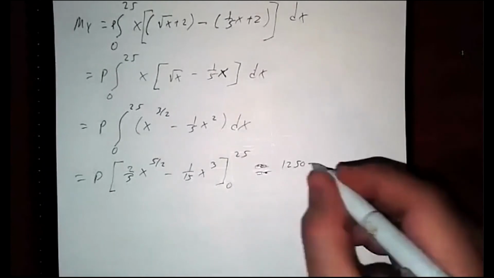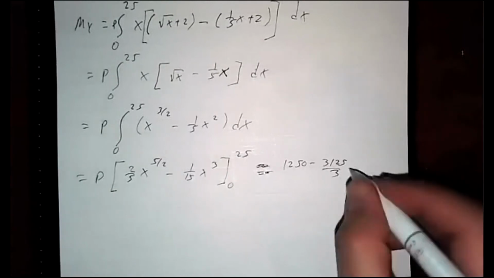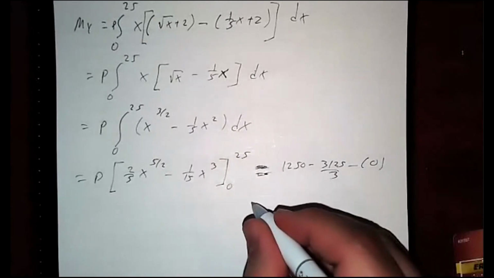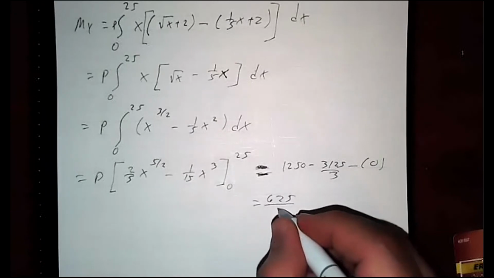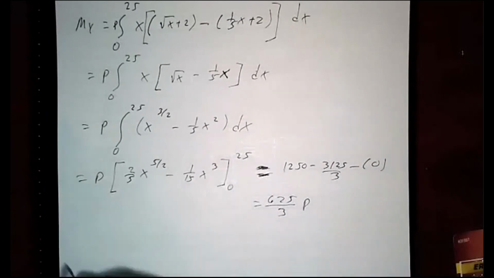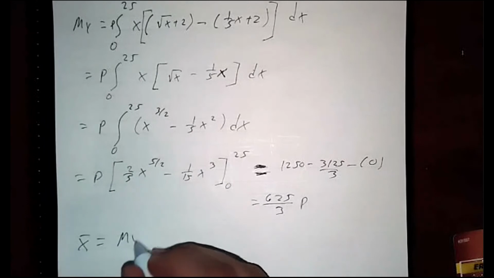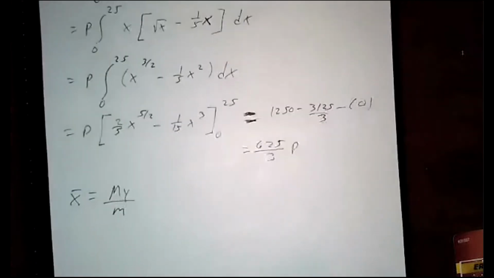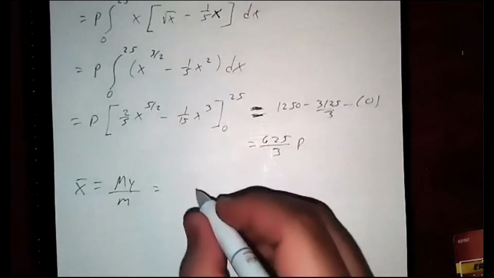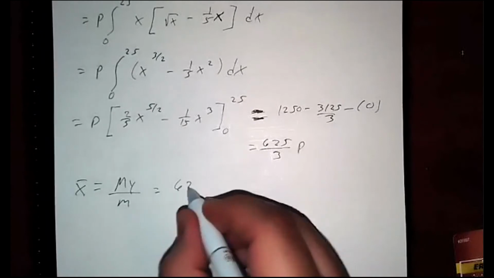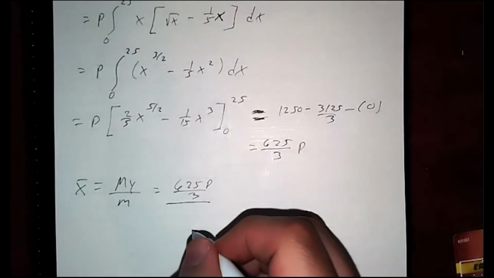It'll be 1250 minus 3125 over 3 minus 0. So that'll be 625 over 3p. So now we can find x bar. X bar is equal to my over m, the moment and the mass. So that will be the my we just found, 625p over 3, divided by the m, which will be, I forgot what it was.